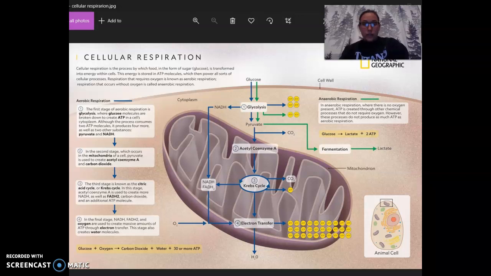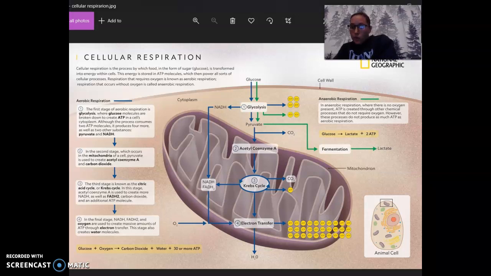additional ATP molecule. Then, in the final stage, NADH, FADH2, and oxygen are used to create massive amounts of ATP through electron transfer. This stage also creates water molecules. So at the bottom, you'll see glucose plus oxygen turns into carbon dioxide plus water plus 30 or more ATP. That was for aerobic respiration.